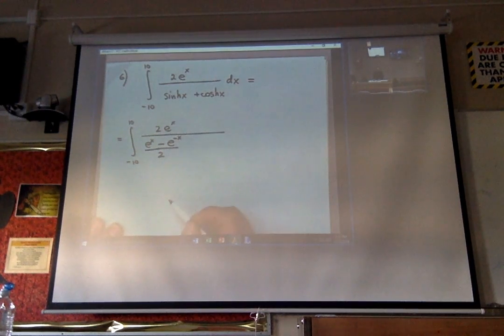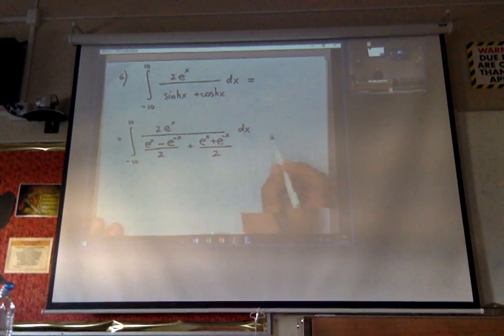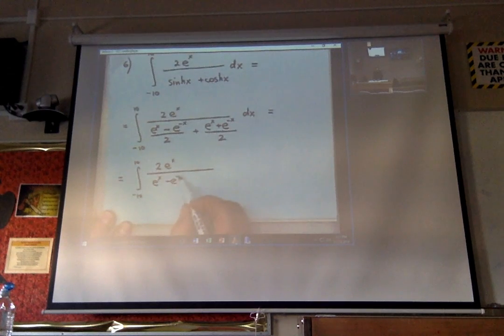So that's our sine. Then cosine will be e to the x plus e to the negative x over 2, dx. Now, don't forget about dx. I'll take points off if you throw it away. Now, it still looks big, but at least you can see, okay, what if I put everything over 2? So you have 2e to the x over e to the x minus e to the negative x plus e to the x plus e to the negative x, and the whole thing is over 2.